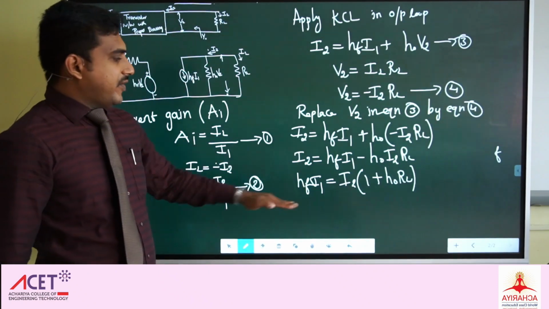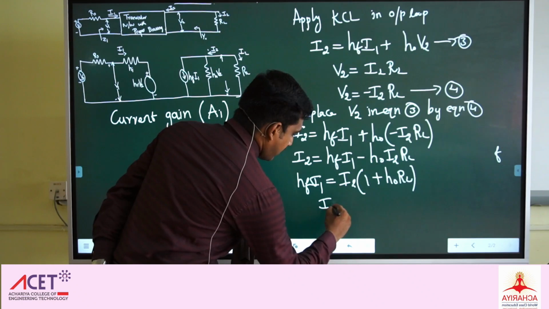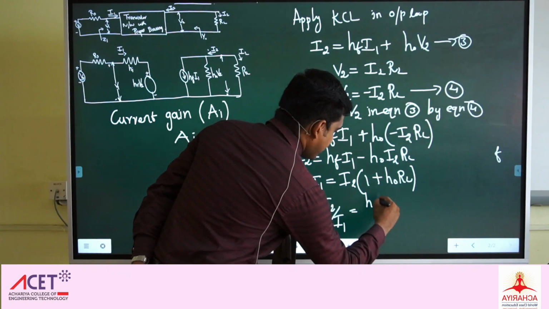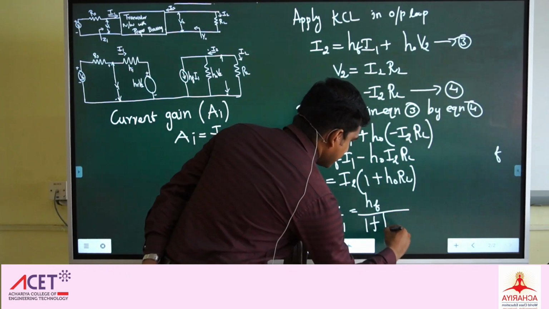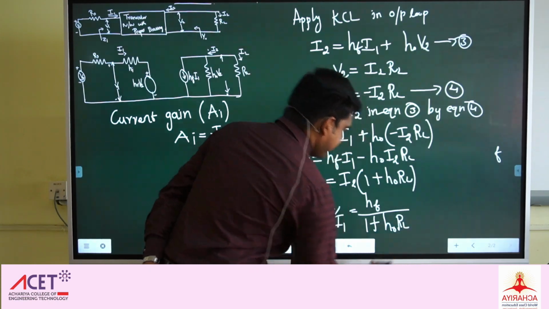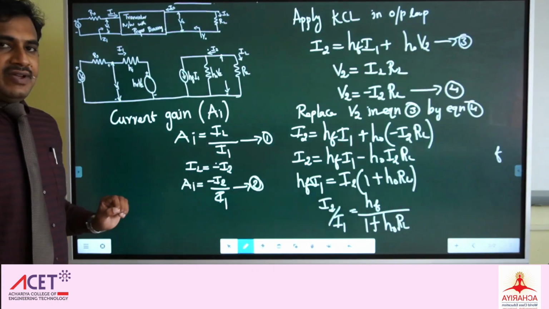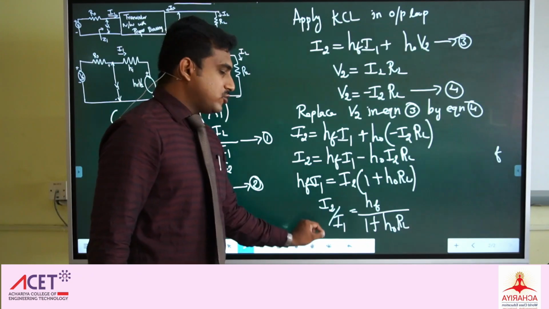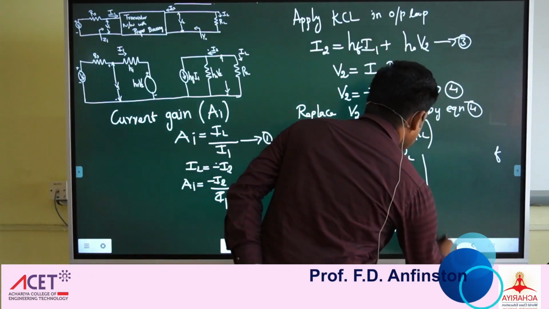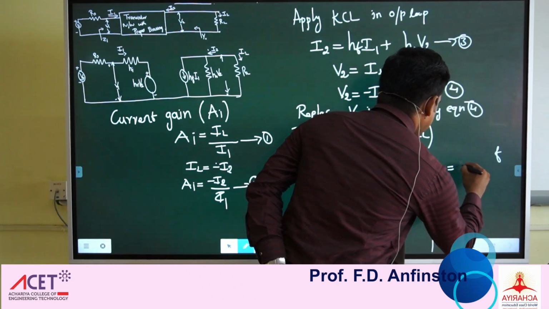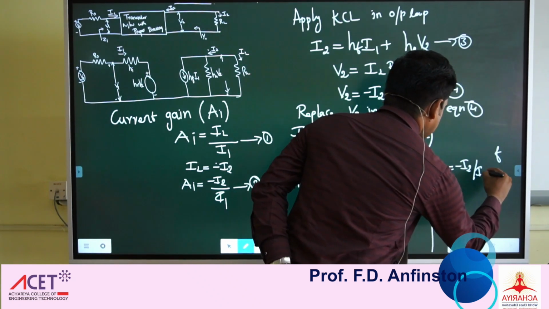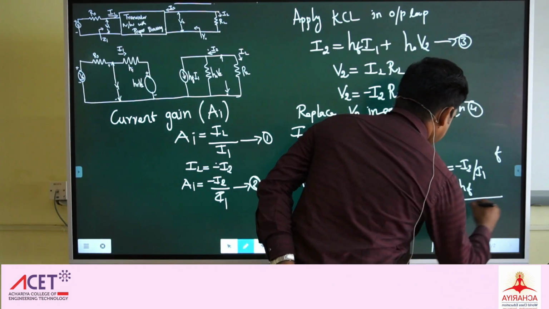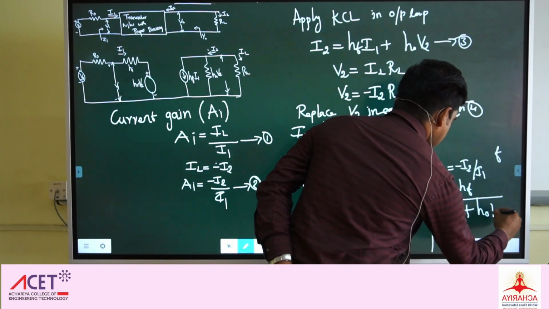From this equation we can find I2 divided by I1. I2 divided by I1 is equal to HF divided by 1 plus H naught into RL. Ultimately, we have to find AI. What is AI? AI is equal to minus I2 divided by I1. We got I2 divided by I1. Now, AI is equal to minus I2 divided by I1, that is equal to minus HF divided by 1 plus H naught into RL.